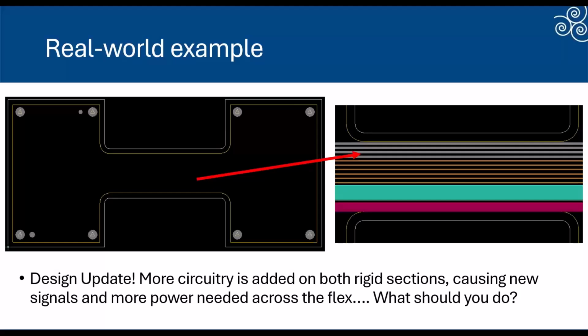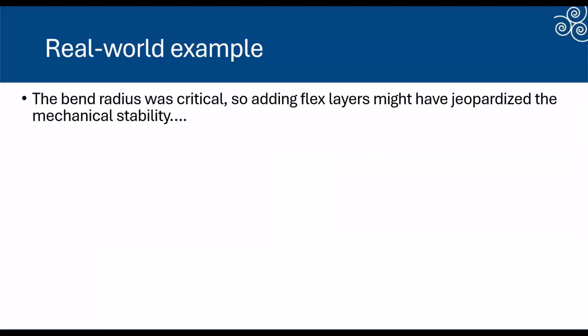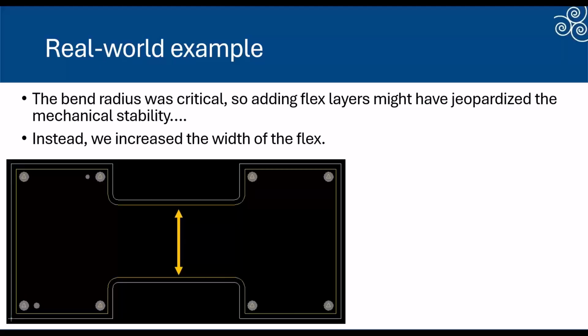What should we do? Well, the bend radius was actually very critical in this design. So adding another layer to carry those signals could have jeopardized that mechanical stability, and it wasn't really an option for us. But luckily, since we had involved the mechanical designer early in the process and did some collaborative problem solving, we figured out we could increase the width of that flex. It wasn't necessarily critical that it was as thin as it was, and we had some room to grow.